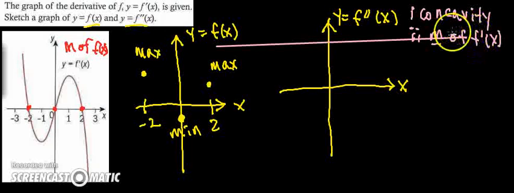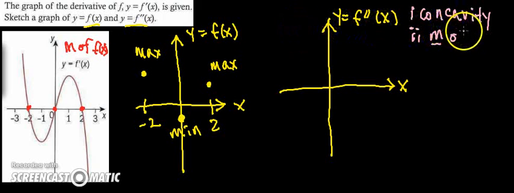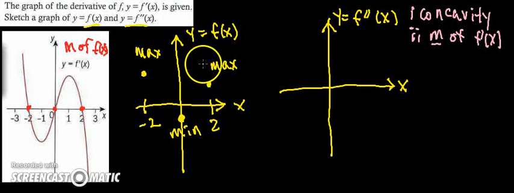That is exactly the same concept as what the first derivative tells us. The first derivative tells us the slope of my f of x. So the second derivative graph will tell us the slope of my first derivative. Alright, so let's try to do that.